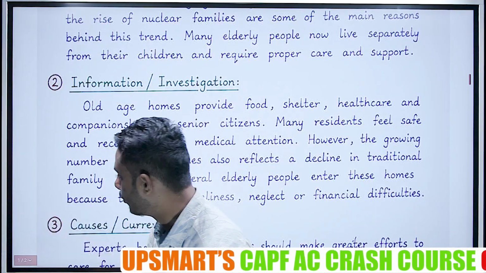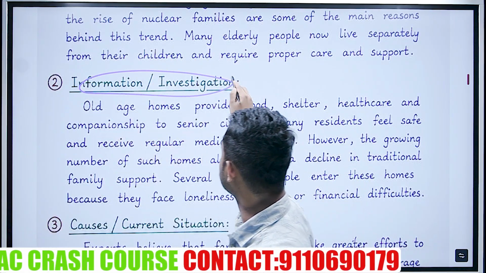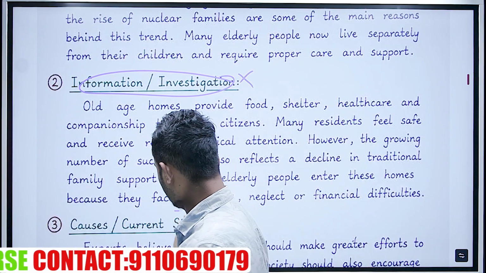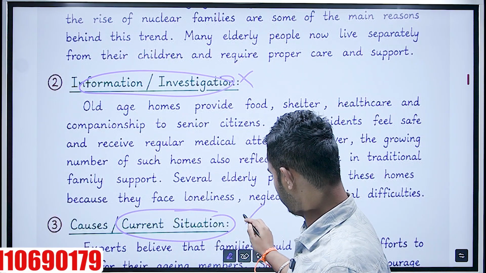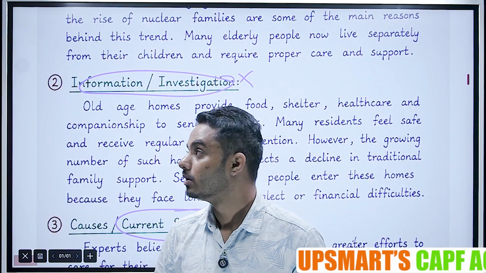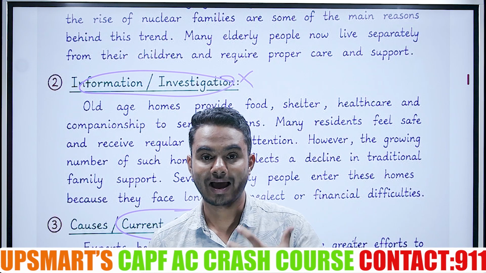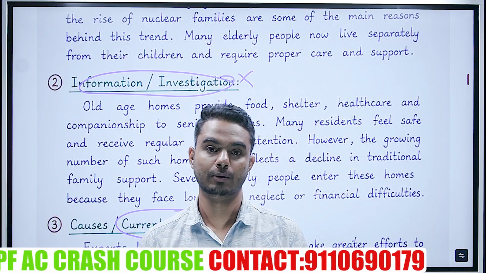Next, you have to go to the body, that is information and investigation, but don't use this. Go to current situation, but don't use this. Don't go to conclusion. Don't use the word conclusion. But you can learn from this aspect, that is, you're getting an idea of how to write the report.